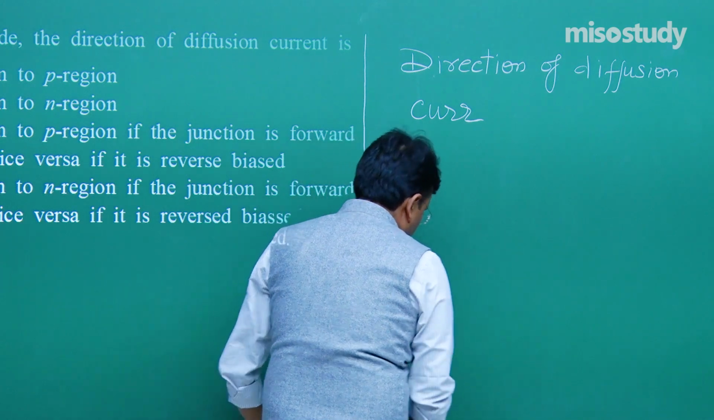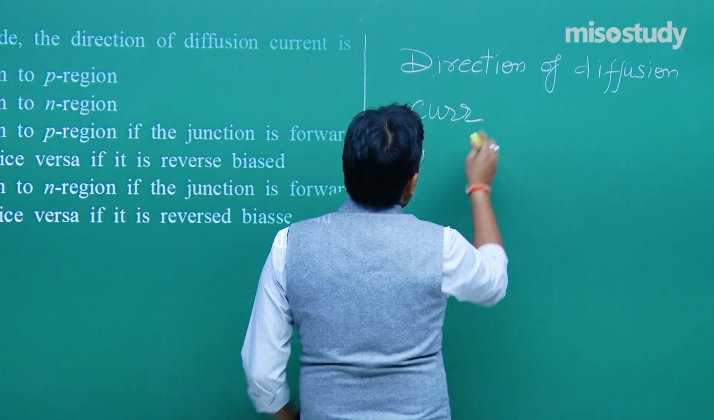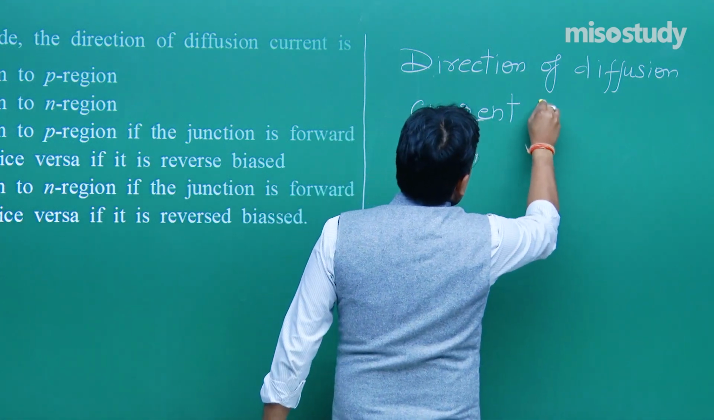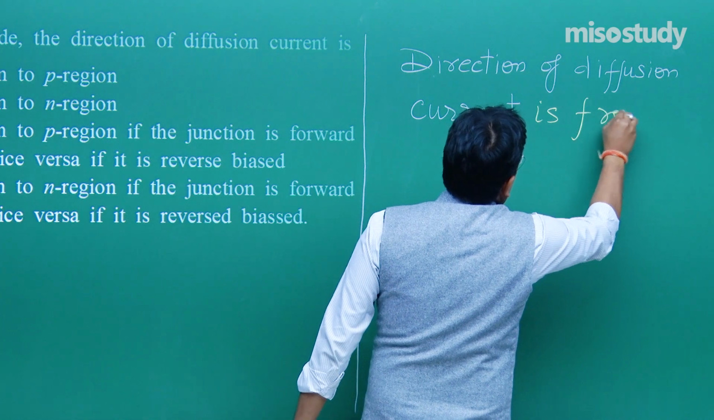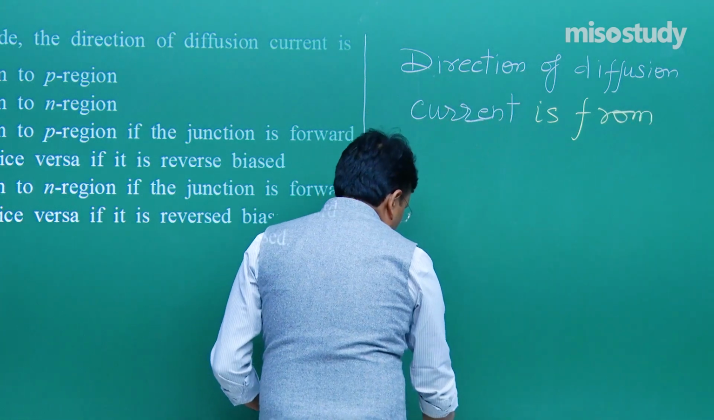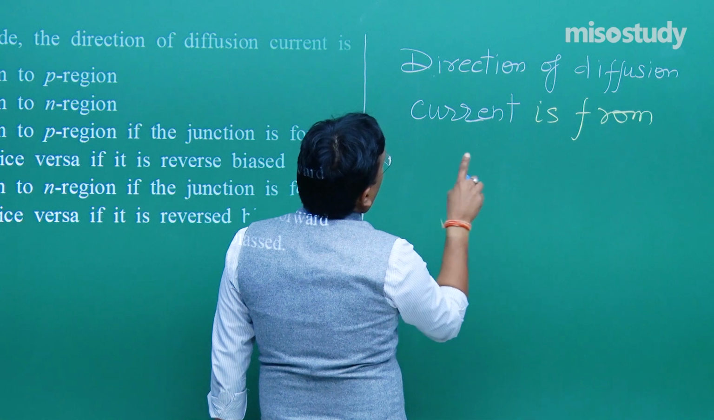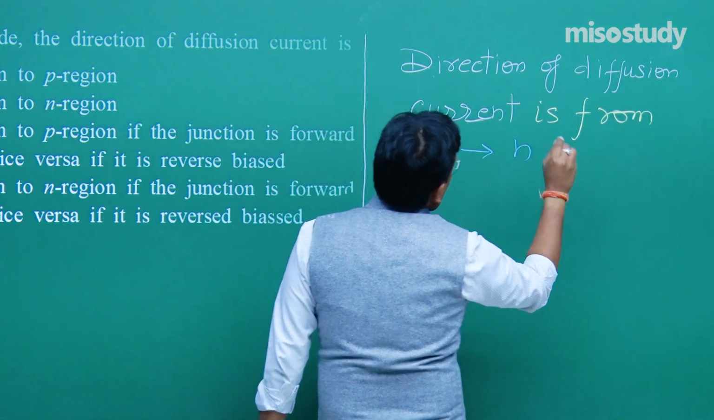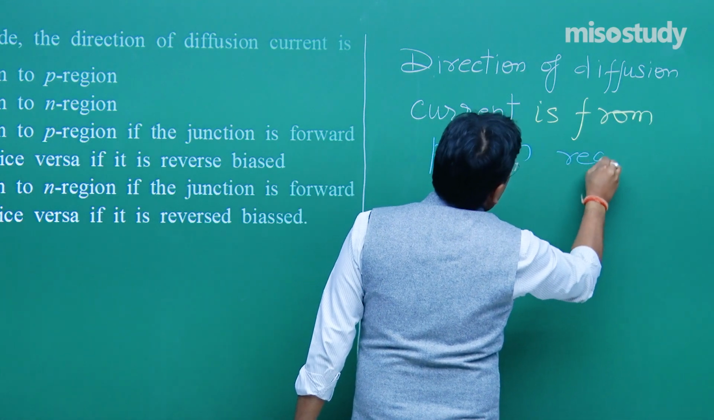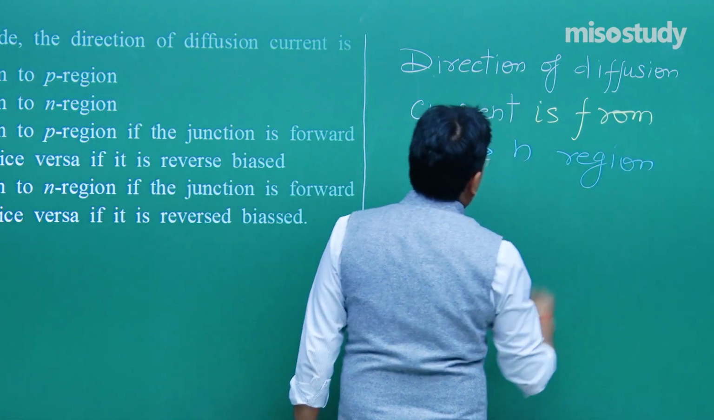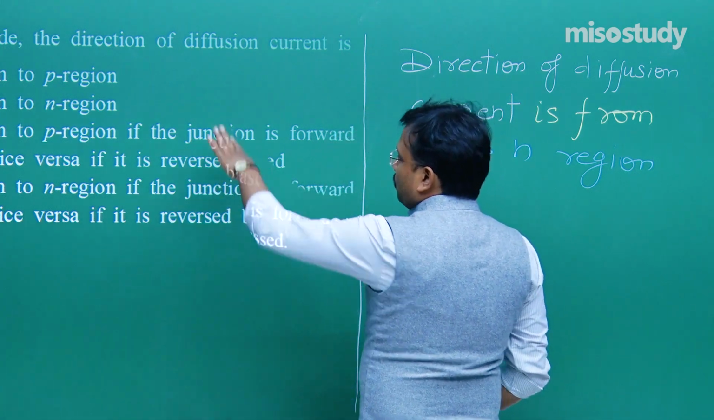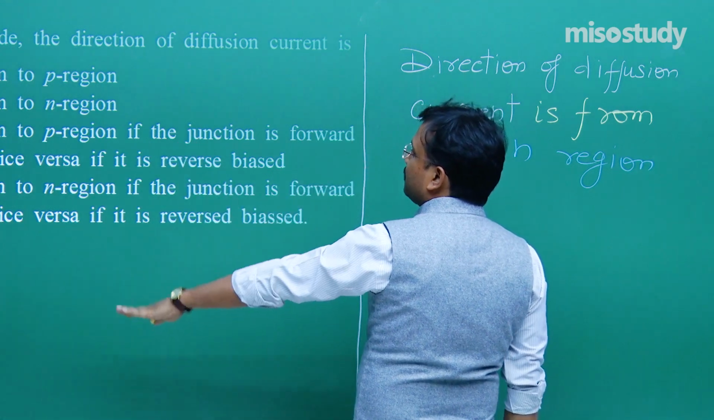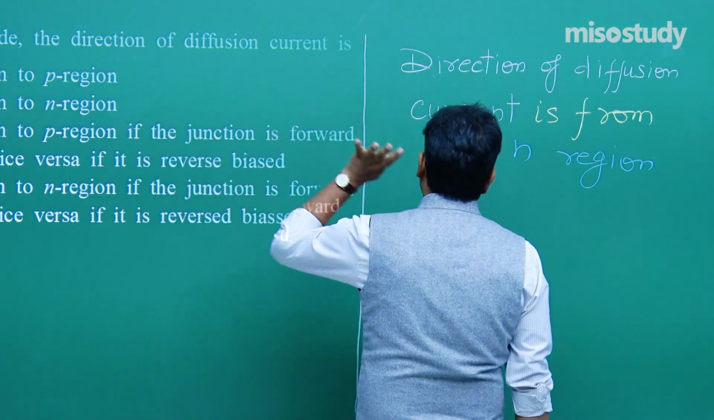Fine. I think I should use a different color chalk. Direction of diffusion current is from, now be very careful, is from P to N region, segment, zone, something like that. So now you need not consider all these facts. Simple: it is from P region to N region.